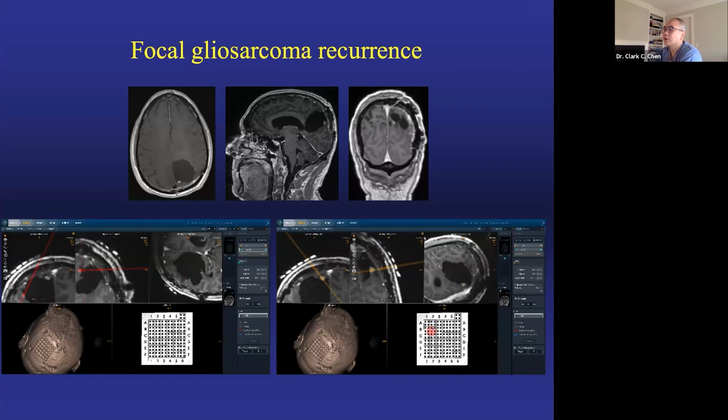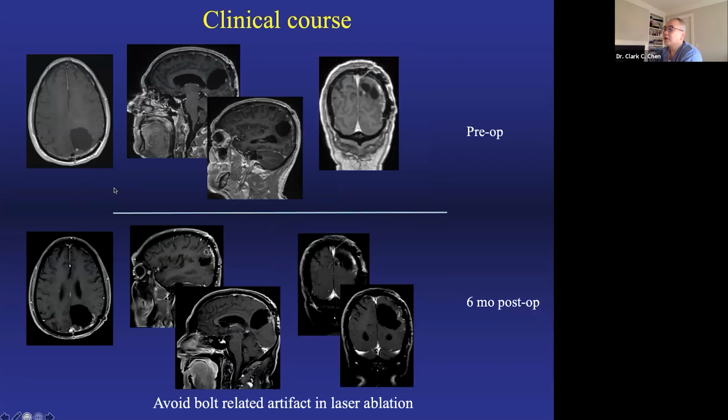So we ended up using the ClearPoint, and you can see in 2 separate trajectories through a single mount, we were able to target both lesions. We biopsied both lesions, and both indeed showed recurrent gliosarcoma. That was confirmed subsequently on permanent pathology. We performed ablations after each biopsy.